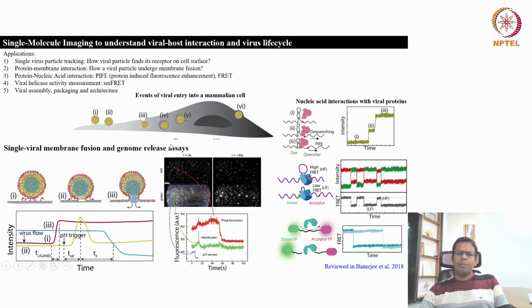It also has a wide variety of applications in the field of virology to study various events of viral entry into mammalian cells. You can use single molecule imaging for, let's say, single virus particle tracking, to see how a viral particle finds its receptor on the cell surface. Then protein-membrane interaction, to study how a viral particle undergoes membrane fusion. Protein-nucleic acid interaction, which is known as protein-induced fluorescence enhancement, and FRET assays. Then viral helicase activity measurement using smFRET. And you can also study viral assembly, packaging and architecture using a variety of single molecule imaging approaches.